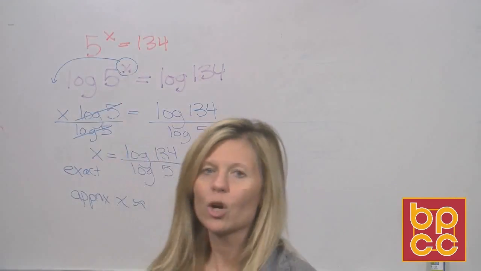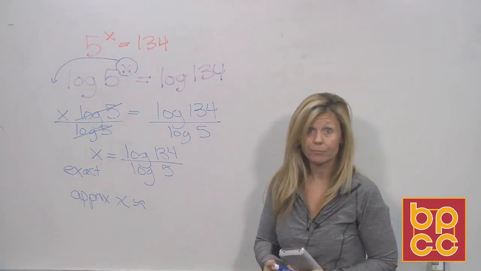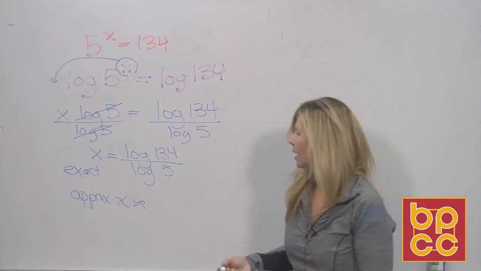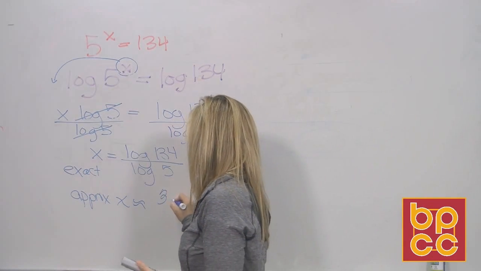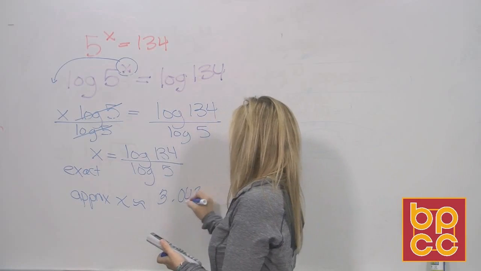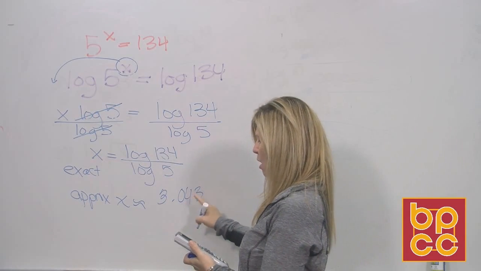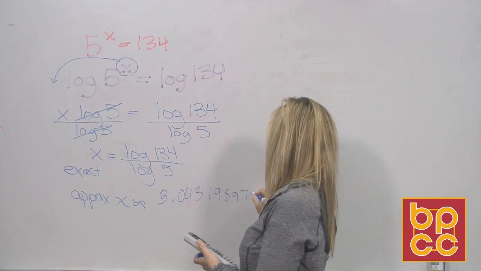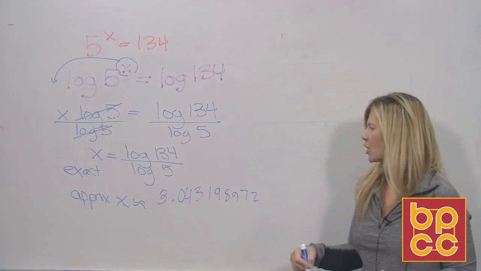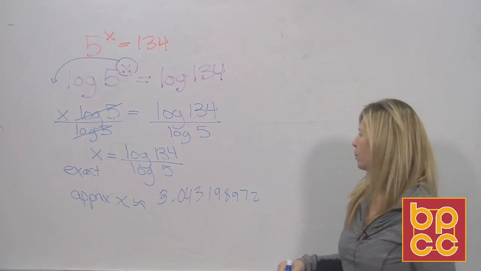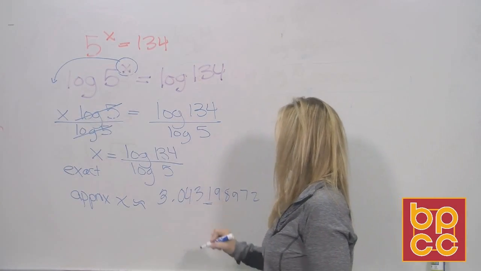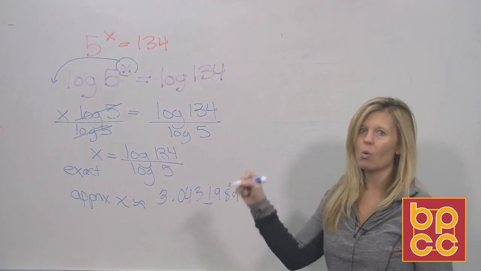Now we're going to round. Read your directions. Sometimes they want the nearest tenth, the nearest hundredth, the nearest thousandth. I'm going to write this decimal out for y'all to see it. I got 3.043198972. If they ask you to round it to 4 decimal places, which digit is in the 4th place? It's the 1.